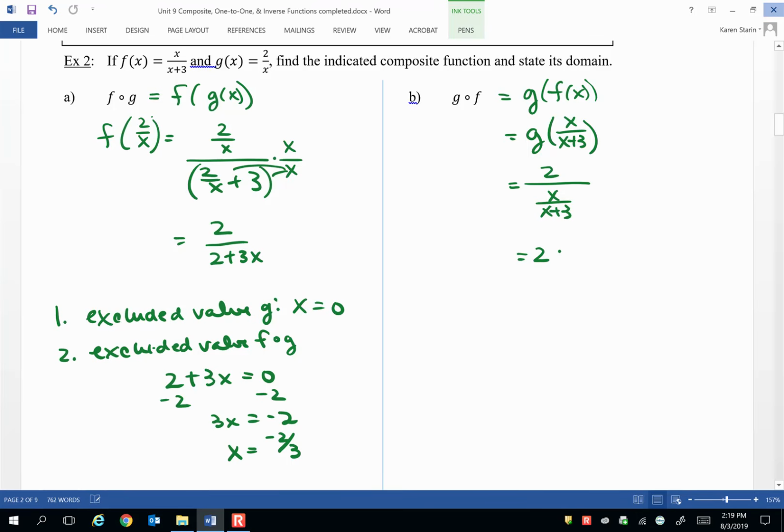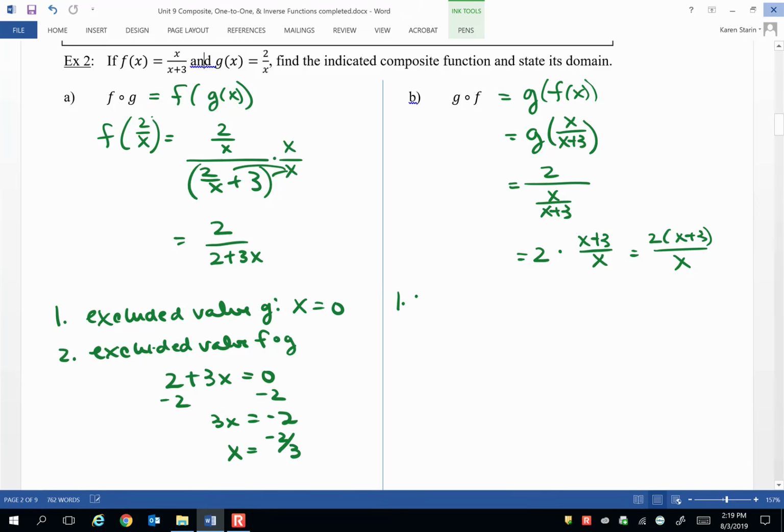So remember, we can take 2 and divide it by the reciprocal of that denominator. So it's going to be 2 times x plus 3 over x. And we can either multiply it out or just leave it factored. That's really your choice. And now we need to go back and state its domain.